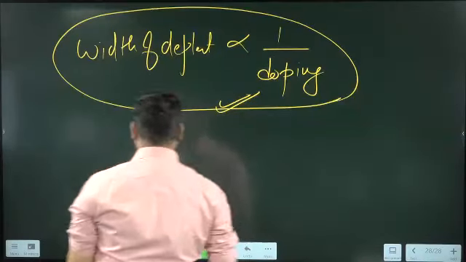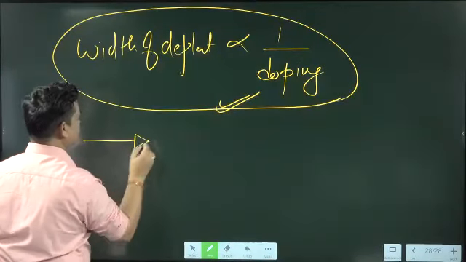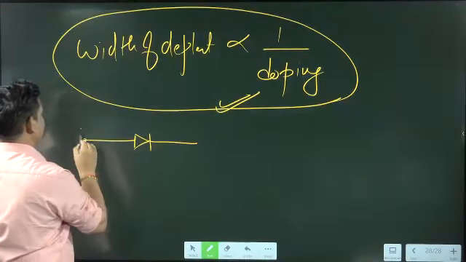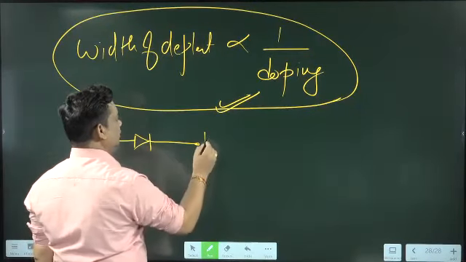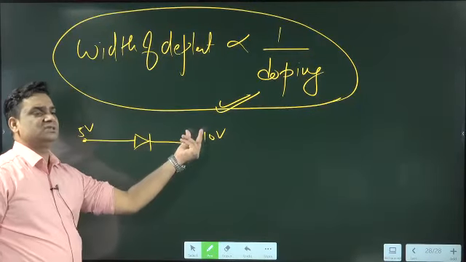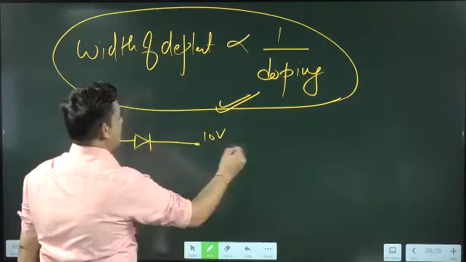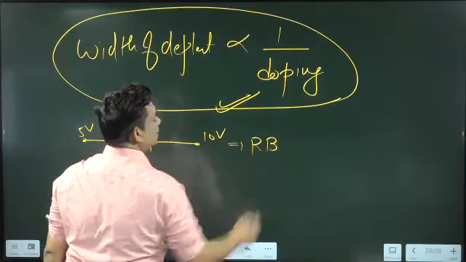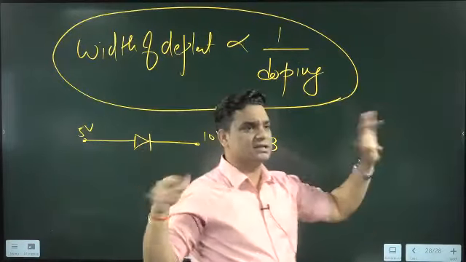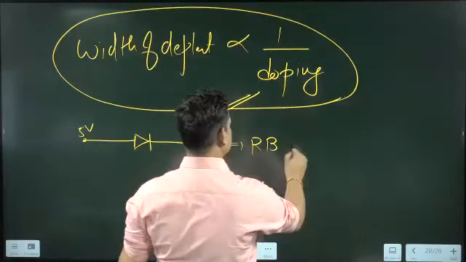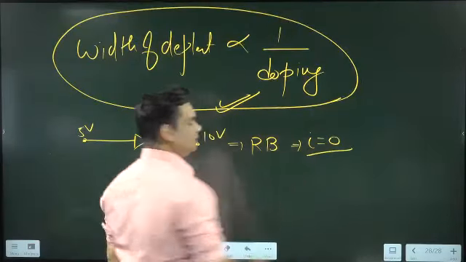Now comes identification. Suppose I give you this diode here, and I am giving that this side is 5 volt and this side is 10 volt. Which side potential is high? You can say this n side is high, which means this is your RB, and RB will not conduct. There will be zero current in that. So we can say I will be zero. It will not conduct.